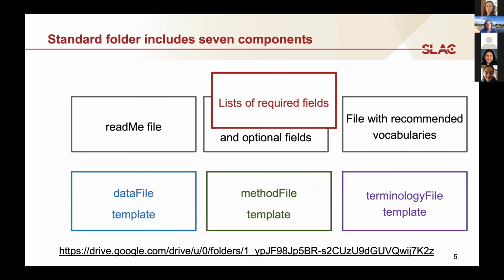And just like Amy's standard, in the folder there are 7 components. There is a Readme file, a list of required and optional fields, a file with recommended vocabularies, and then the data file template, method file template, and terminology file template. You don't have to use the templates. They are just meant as guides. If you want to comply with the standard, it's recommended to use the templates because it will automatically make your files comply with the standard. But you are free to organize your data differently if that works better.